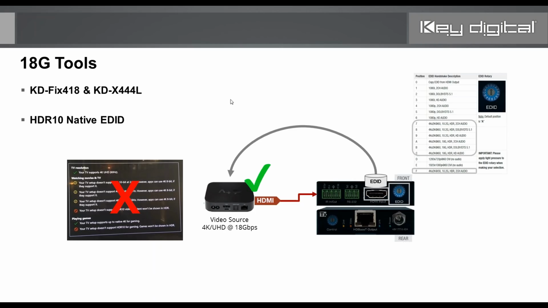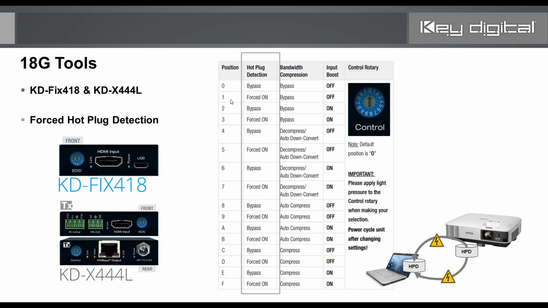Another very popular feature on these products, a troubleshooting tool if you will, is the forced hot plug detection. Now, although this doesn't necessarily have anything to do with HDMI 2.0A or 18G signal, we find that this is very, very important, especially as all these new source devices and display devices are coming out, and the behavior of these various devices is not quite standard yet.